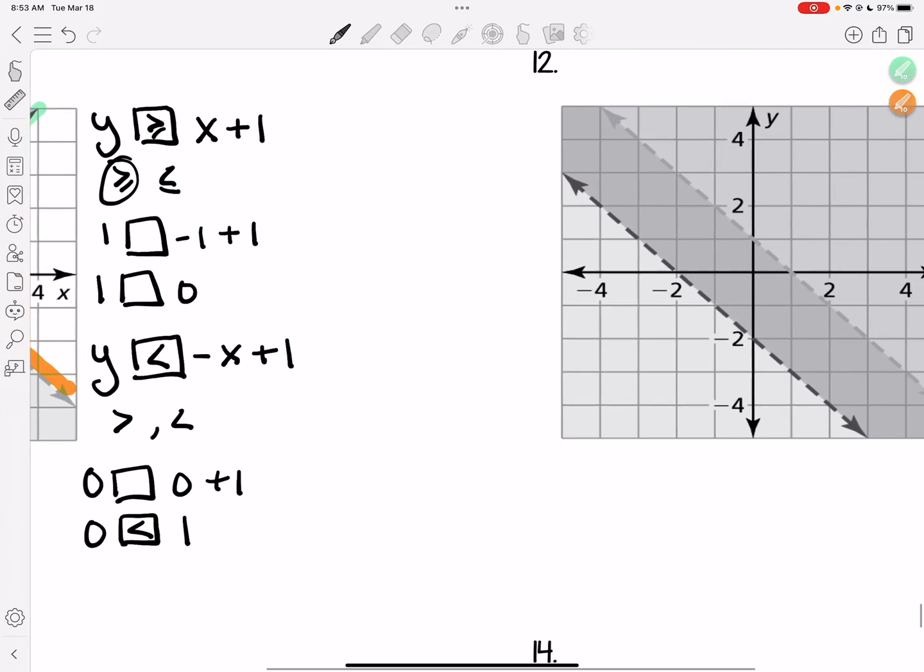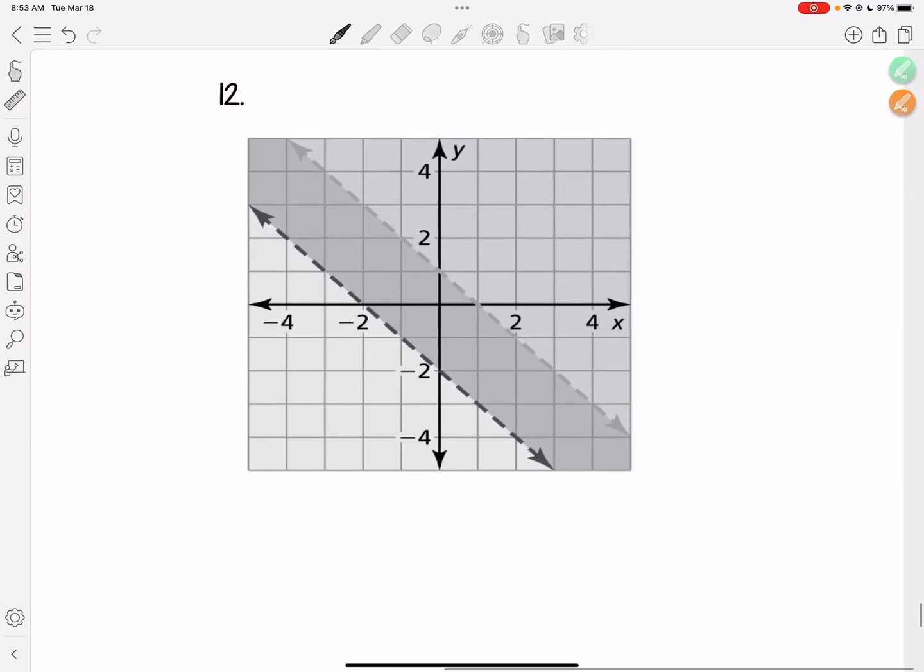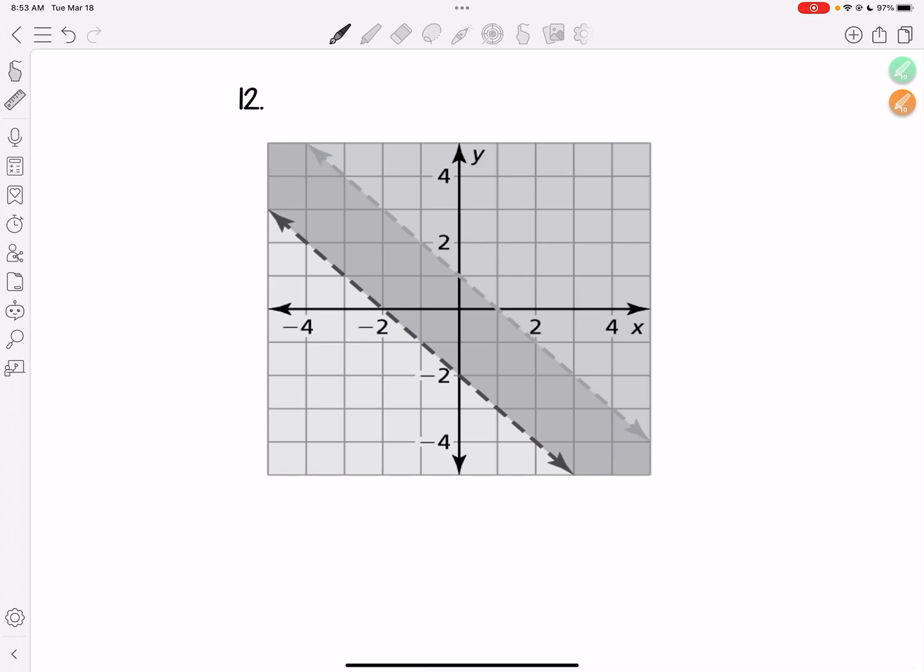Okay, and then if we're looking at this next guy over here at number 12, I can see that this first highlighted line right here, I can do that guy first. So what I'm going to go ahead and do is I can see that it's y. I don't know my sign yet, but I know that it starts at -2 and it has a slope of -1. So I have negative x minus 2.